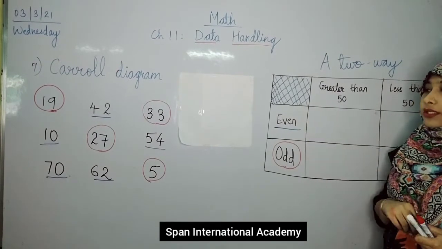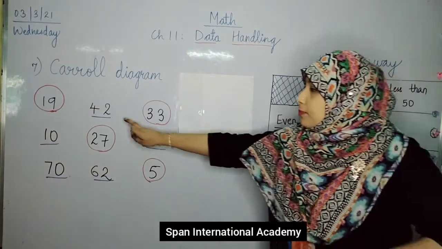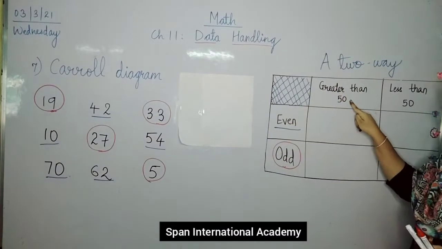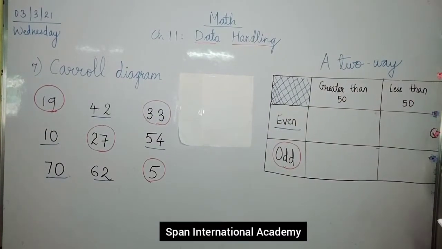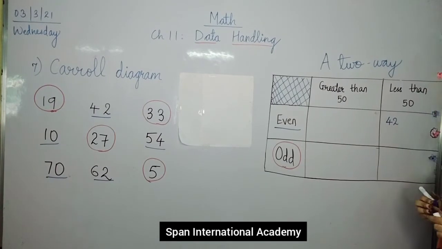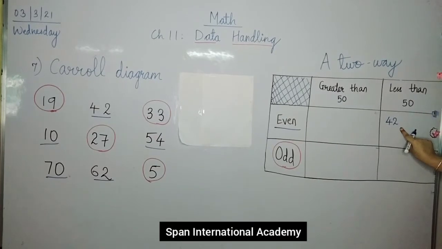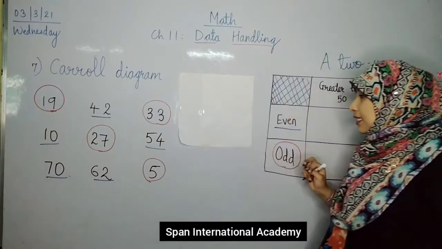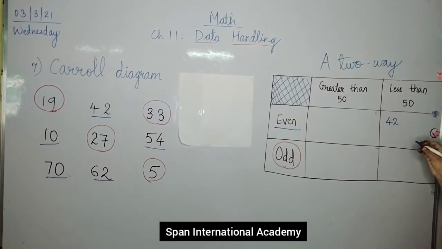Let us first deal with all the even numbers. Okay? All the blue ones. The blue color is coming here, correct? Now the next number. After 42, the next underlined number is 10. So what is 10? Greater than 50 or less than 50? It is less than 50. So number 10 also comes here.